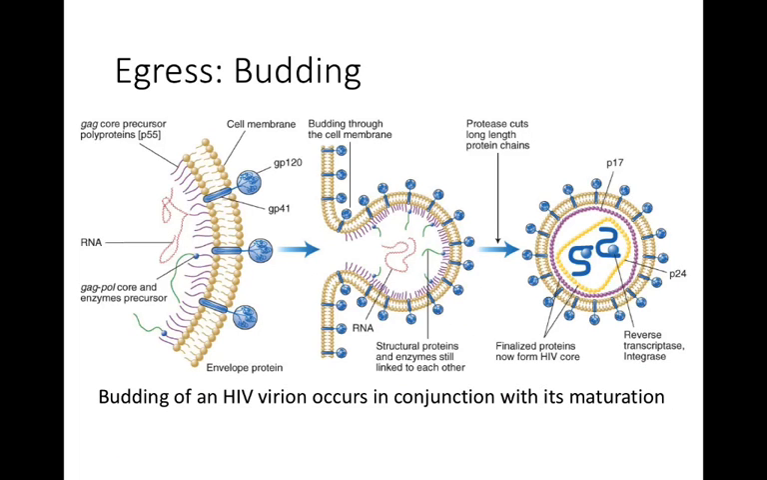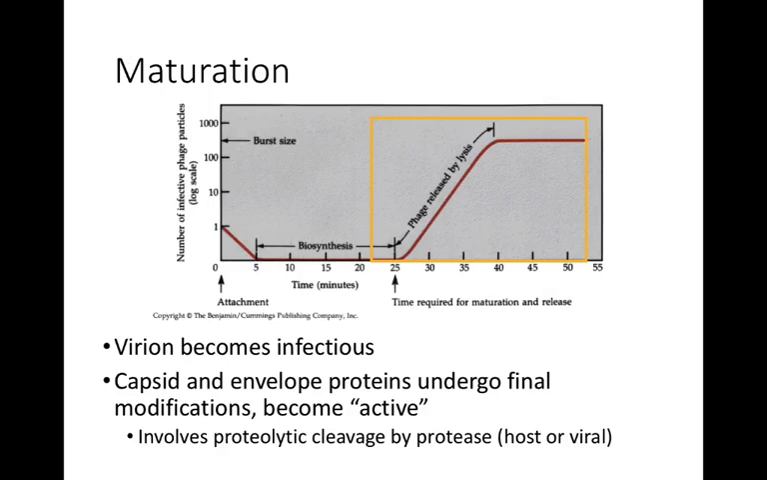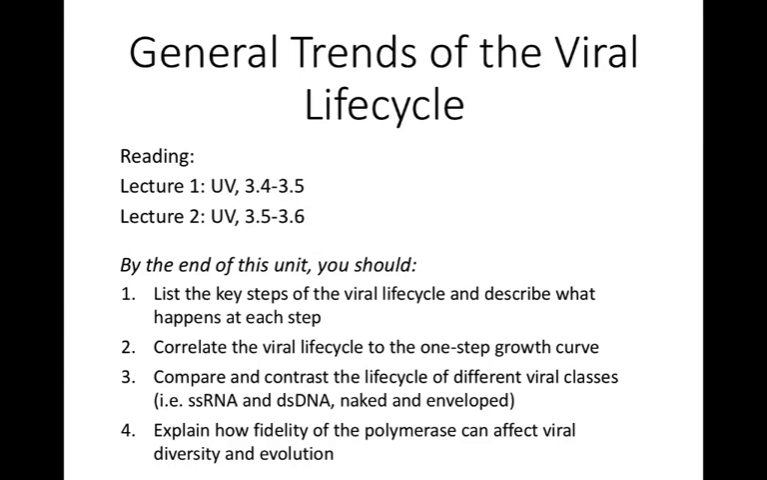Okay, so those are all the steps. Let me go back to the very first slide real quick. A couple of things here. List the key steps, describe what's happening. That's what we've just gone through. We've gone through some details, and we'll get more into these details as we talk about specific types of viruses. But keep in mind the key features. We've correlated the steps of this with the one-step growth curve.